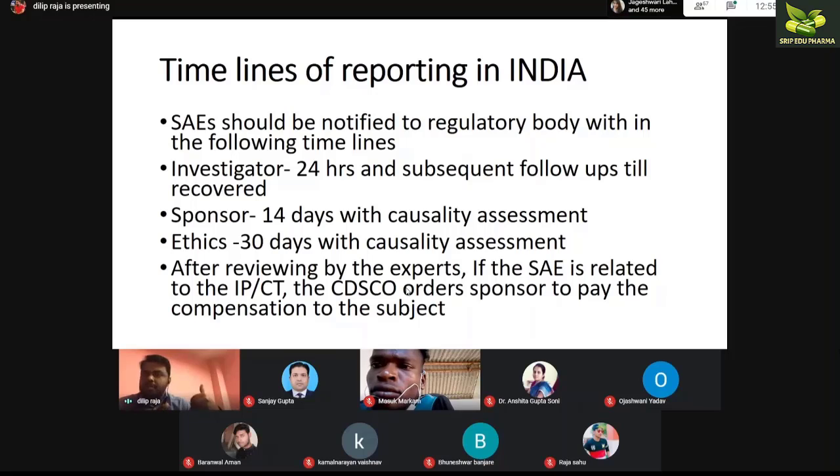three reports from the three stakeholders. Once they reach the regulatory authority, it will scrutinize the causality assessments of all three stakeholders, and if the event is really related to the investigational drug, they will order the sponsor to pay the compensation amount to the participant. If the patient died, that compensation will be paid to the family members. If the patient was hospitalized, the medical expenses as well as the compensation will be paid to that participant, right? So how is this compensation calculated?